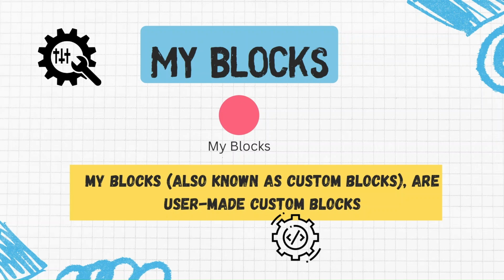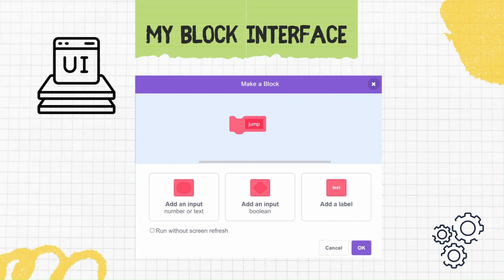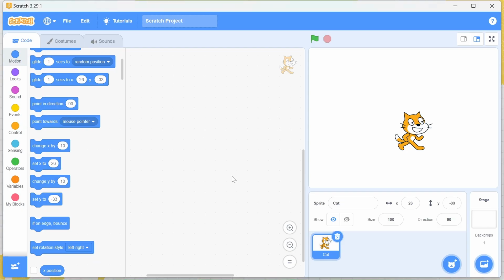My Blocks are also known as custom blocks, and these are user-made custom blocks. It means you can customize them as per your own convenience. You can create different functionalities in them. So let's see. I'll show you the Make a Block interface, and this is the interface of My Block. Here we can create our own block. Then we can add different functionalities, such as an input as a number or a text, as a boolean, or a label also. So let's jump onto our Scratch editor, and there I'll show you how this looks.